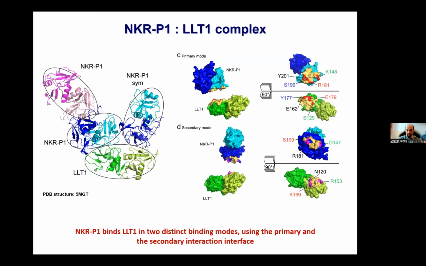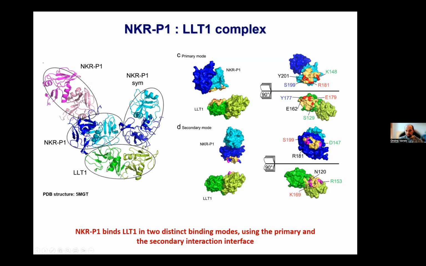Moving towards the complex and how we characterize it. This is the crystal structure of the complex. We have the non-covalent dimer of LLT1 in contact with two non-covalent dimers of NKRP1, and there is one symmetrically related NKRP1 dimer as well. The two binding interfaces are different. The structure is not symmetric.